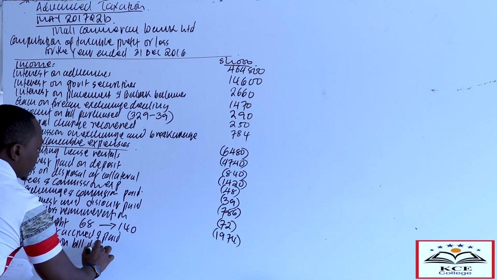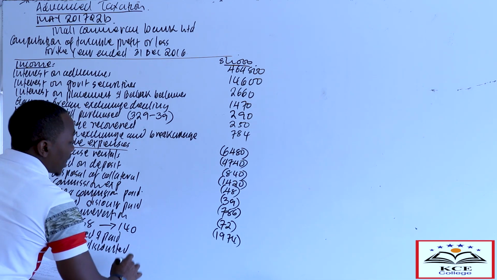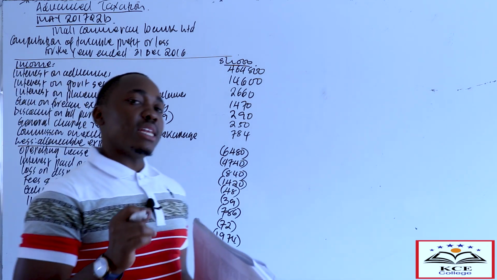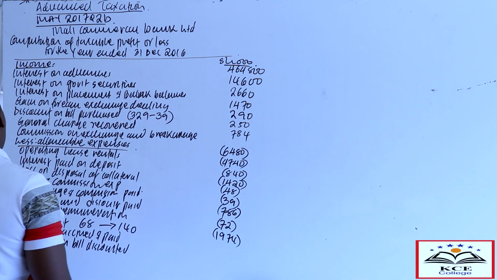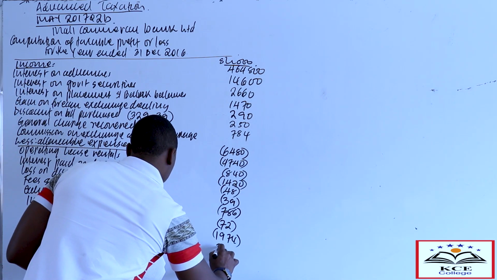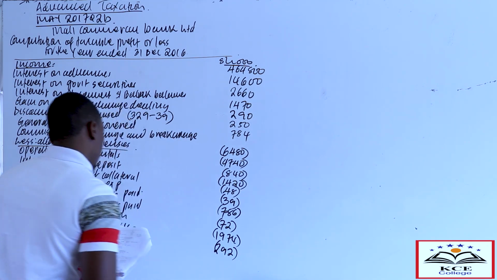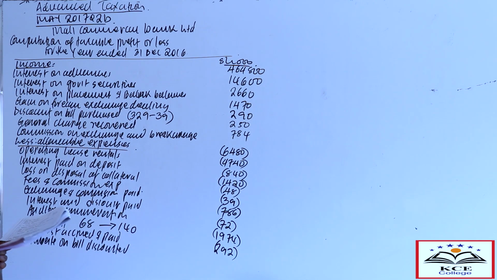Then we have rebate on bill discounted. Now, let me repeat again. Rebate on bill discounted, that one is not an income, it's an expense. It's not an income, it's an expense. Rebate on bill discounted, an amount of 292. And then, lastly, we have investment allowance.